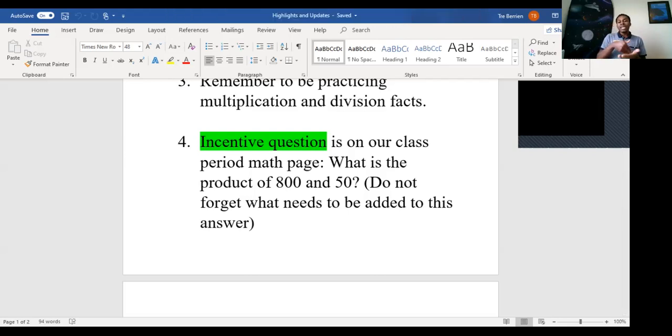What is the product of 850? Okay, product keyword, 850. And then as a hint, I wrote in parentheses, do not forget what needs to be added to this answer, okay? So when you figure the product of 850, okay? Then you're gonna message that to me on Edmodo, and then you'll be entered into the drawing if it's correct, and I'll, of course, let you know if you got it correct or if you need to try again, okay?